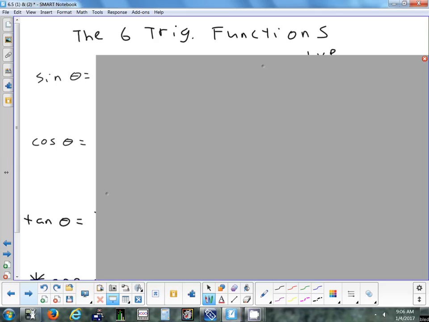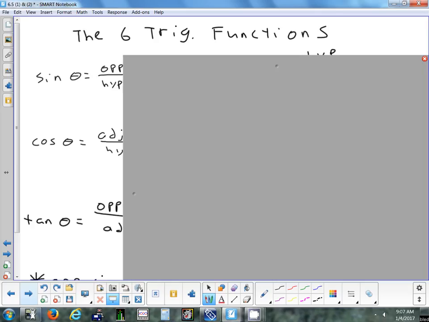Let's see. Does anybody already know any one of these three? They're all fractions, and they use something over something. And opposite, adjacent, and hypotenuse are the three terms. Anybody know sine? Sine is opposite over hypotenuse, yeah. That's sine. Opposite over hypotenuse. How about cosine? Anybody know what cosine is? Adjacent over hypotenuse. Yep, cosine is adjacent over hypotenuse. And how about tangent? Tangent is opposite over adjacent.